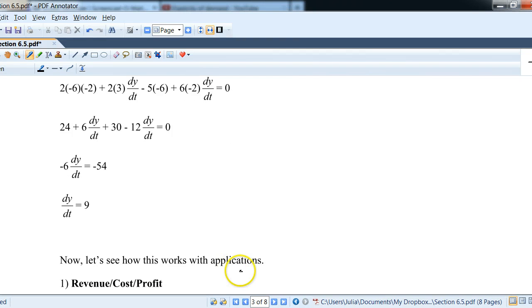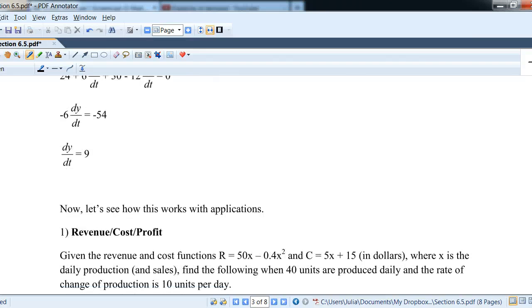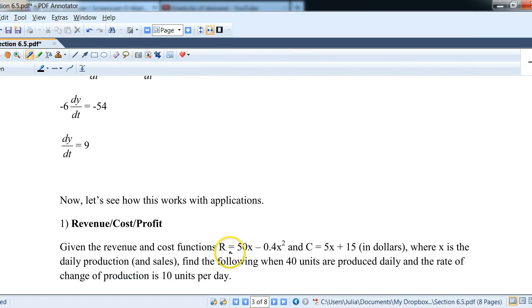And let's see how this works with applications. So typically you're going to have a couple of rates. One of them is known and the other one depends on the first rate, and we can find it. For example, let's check it out with the business application, revenue, cost, profit. Given the revenue and cost functions, and here they are given in dollars where x is the daily production and sales, find the following when 40 units are produced daily and the rate of change of production is 10 units per day. So you're given the quantity, 40 units, and the rate of change is also given.